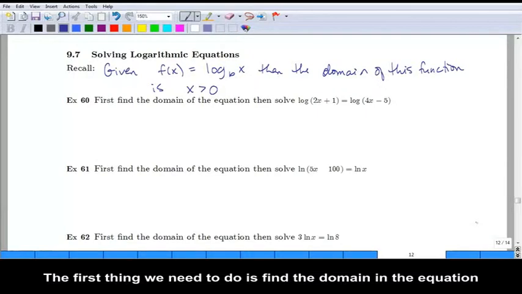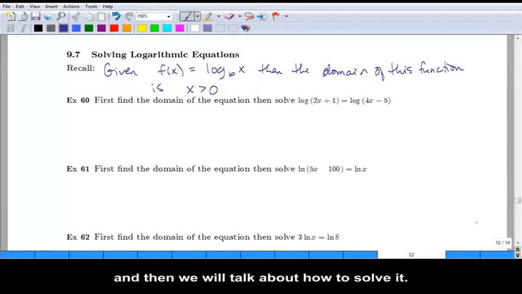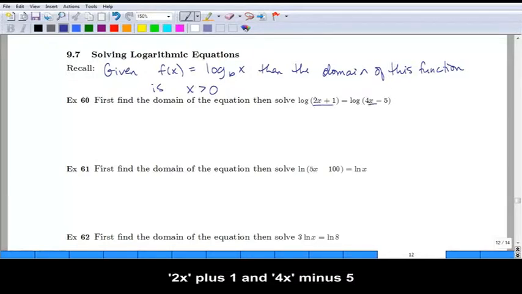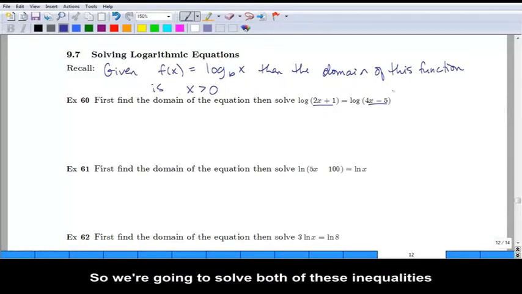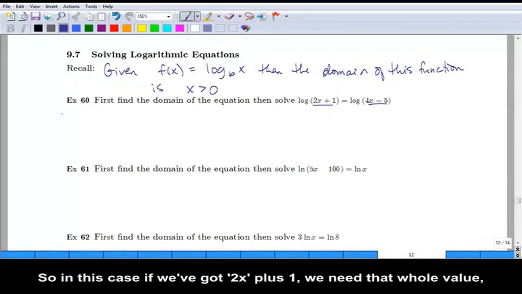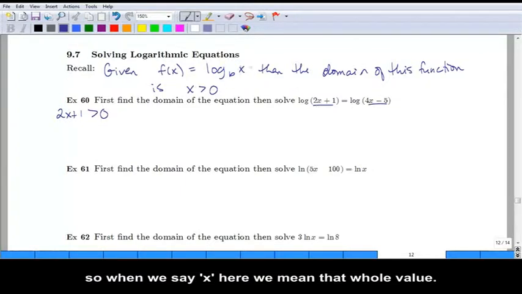First thing we need to do is find the domain of the equation, and then we will talk about how to solve it. So if we want to look at the domain, we need to make sure that both 2x plus 1 and 4x minus 5 are always greater than 0. So we're going to solve both of these inequalities, and then whichever one is less inclusive we will consider to be our domain. So in this case, if we've got 2x plus 1, we need that whole value. So when we say x here, we mean that whole value.